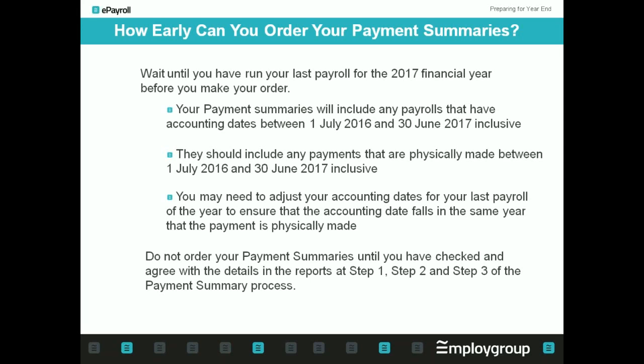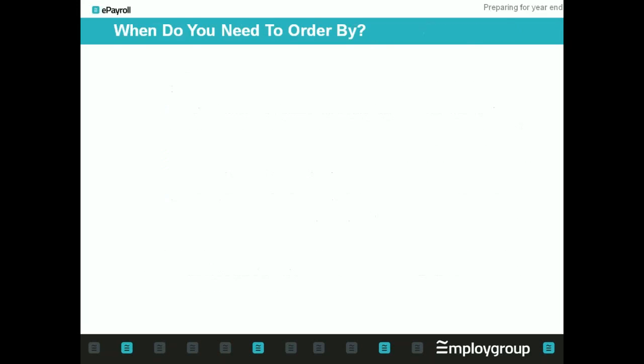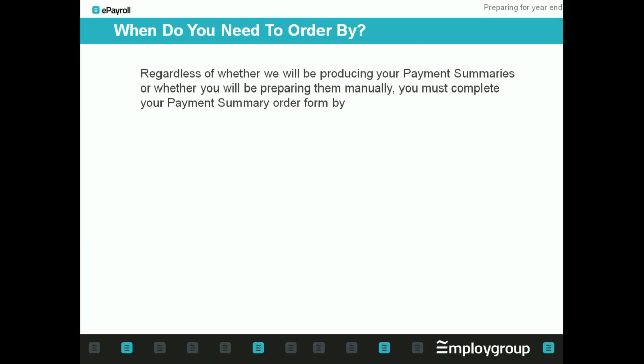Don't order your payment summaries until you've checked and agree with the details in the reports at step 1, 2 and 3 of the payment summary process. That's really important. If any of the details are wrong when we produce the payment summaries, it can be difficult for those items to be fixed, and it can cause additional work.